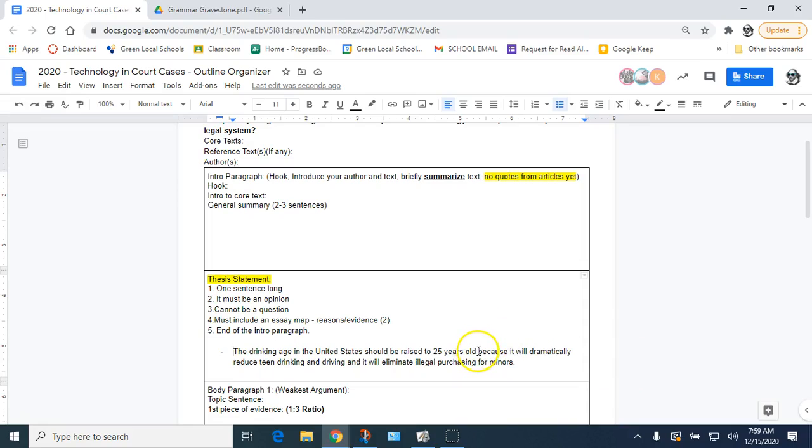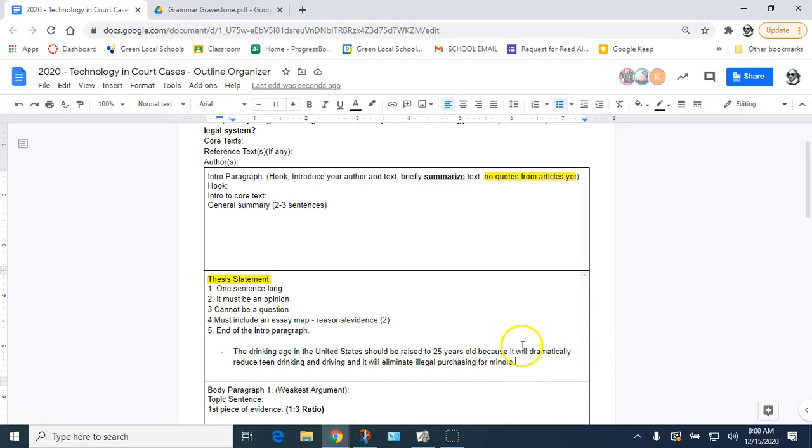Now here is my essay map. Again, because is a word that will trigger your reader to look for your two reasons, okay? The word because, that triggers your reader saying, okay, here's what they think, and here's why they think it. Now again, normally you need three. For this project, you only need two. Here are my reasons. It will dramatically reduce teen drinking and driving. That's the first one. And it will eliminate illegal purchasing for minors. Those are my two reasons. Now I need to go argue those two reasons, but that is my concise, one sentence, opinionated thesis. It's a statement, it's not a question.